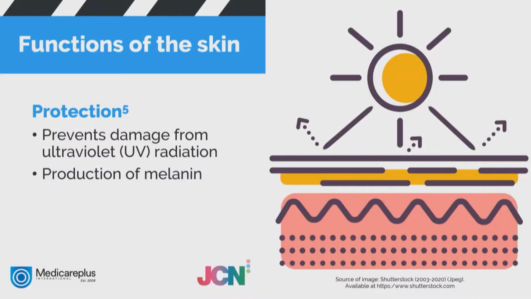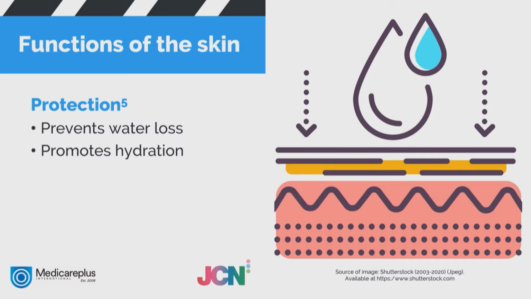Prevents damage from ultraviolet UV radiation. So it does that by the production of melanin. And it's the melanocyte cell that produces melanin. So the more melanin that's produced, the more protection we have. The less melanin that's produced by that individual, clearly the less protection we have from UV radiation. Prevents water loss as a skin function and promotes hydration.